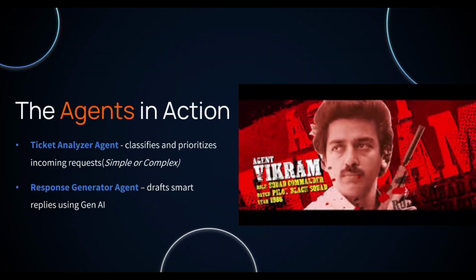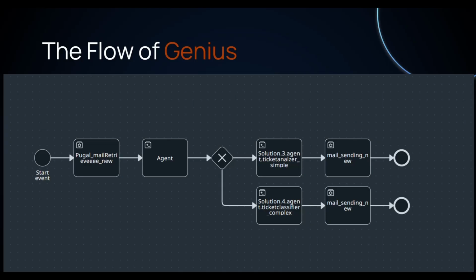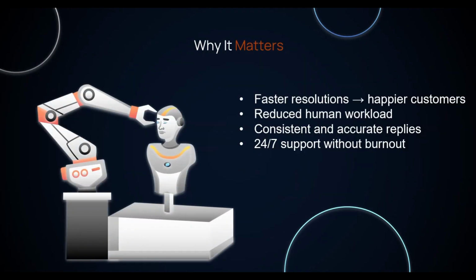In this, we are going to use two agents. The ticket analyzer agent will categorize whether the incoming request is a simple or a complex one, and the response generator agent will generate the response for the particular mails. So this is the flow we are going to follow. We are going to start the event and reply to the mails, and we are going to use an agent that will classify whether it is simple or complex, and it will send mails to the particular customer. Why this matters: we are going to develop this use case.